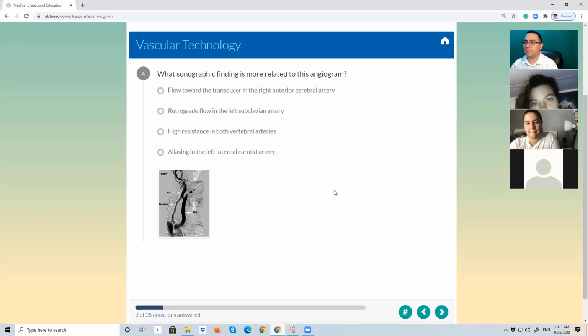The right side will have more amount of flow. Anterior cerebral? Yeah, so it's A. Flow toward the transducer in the right anterior cerebral artery. That's the one that's usually going away, but in this case you're going to have it towards the transducer. And that one has a name that's called a cross something. Perfect. Crossover collateralization. That's the name.